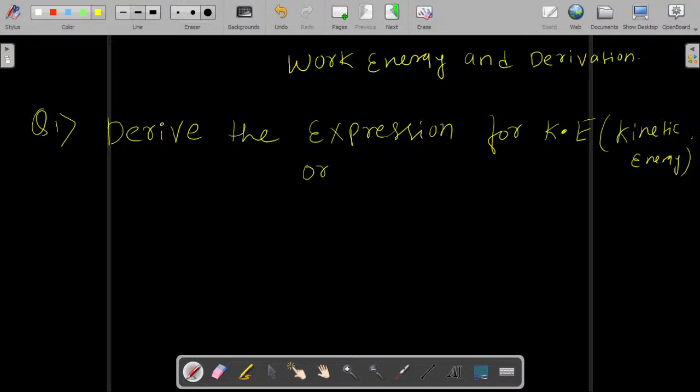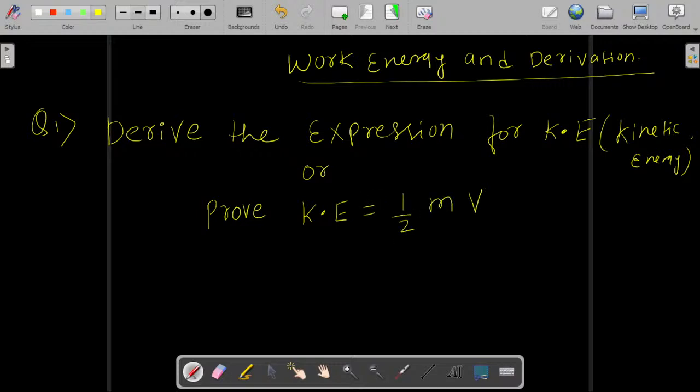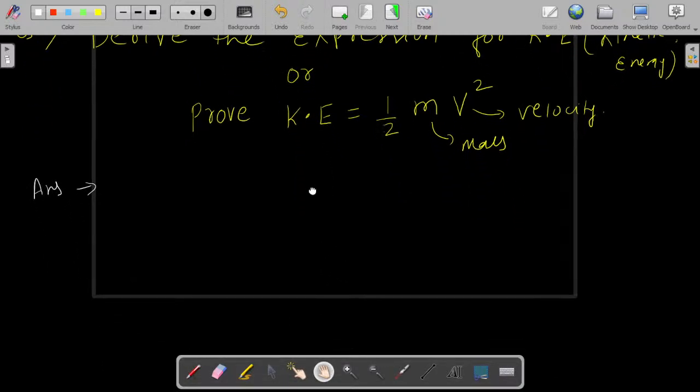Or prove, the question may be, or prove, kinetic energy is equal to half mv square, where m is mass and v is velocity. You note down this. If you know, you can try, otherwise you write down in the answer.